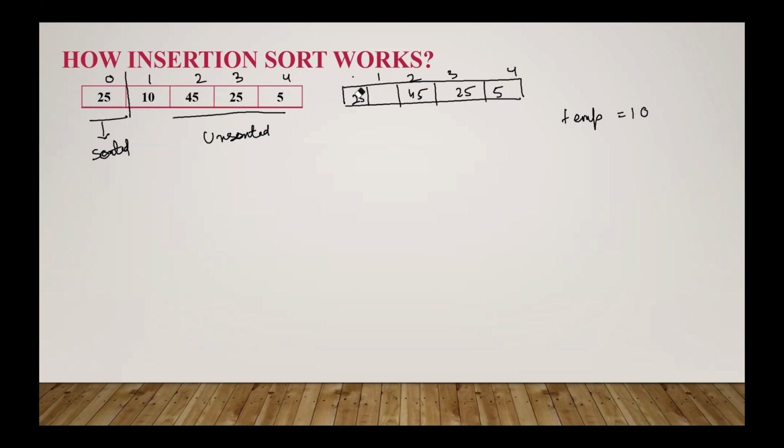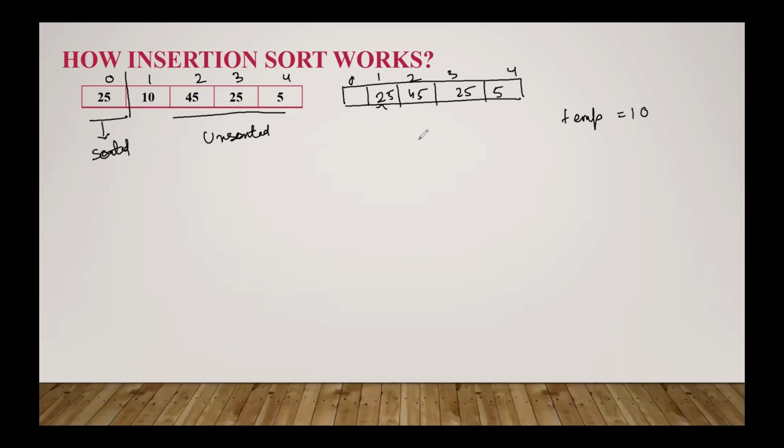Now we have to go and check the 25. If 25 is greater than it, then this element we have to shift one position to the right. Now this is 25, previously it was 10, and we assume that it is not there. Then in this position, index 0, we have to insert the 10.